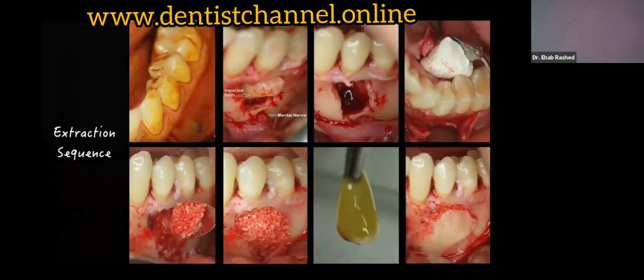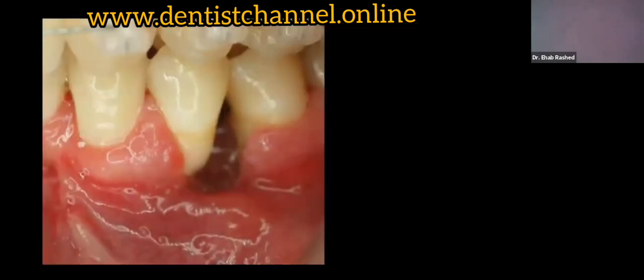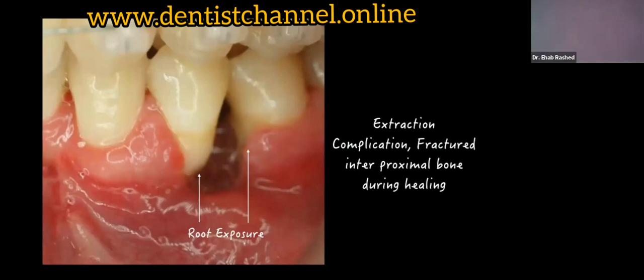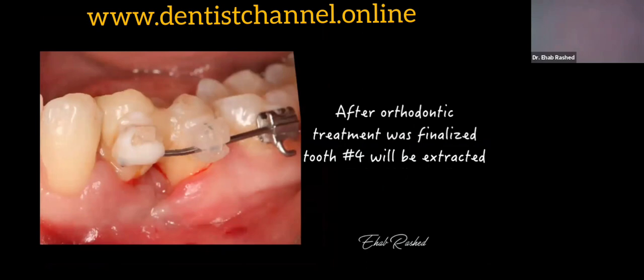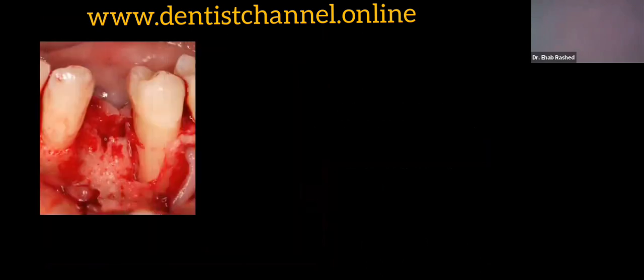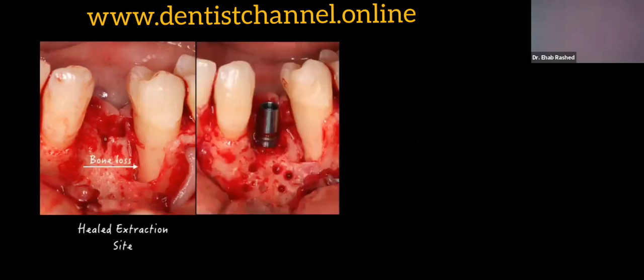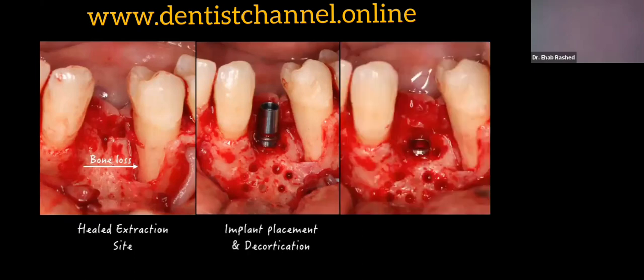This impacted tooth was removed. See, it's very close to the... And then we started having this kind of exposure. The root is totally exposed. I have to address this because I won't have a good papilla between the implant and the tooth, and there is not enough bone, so I use the tenting screws.